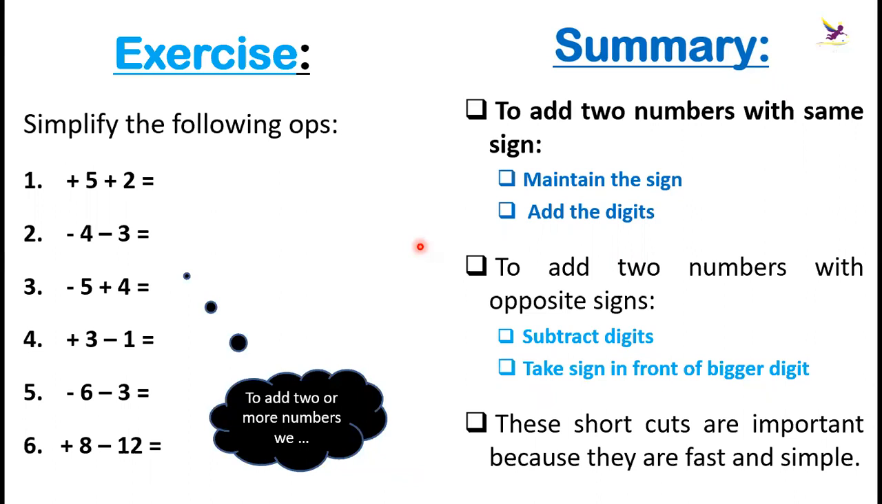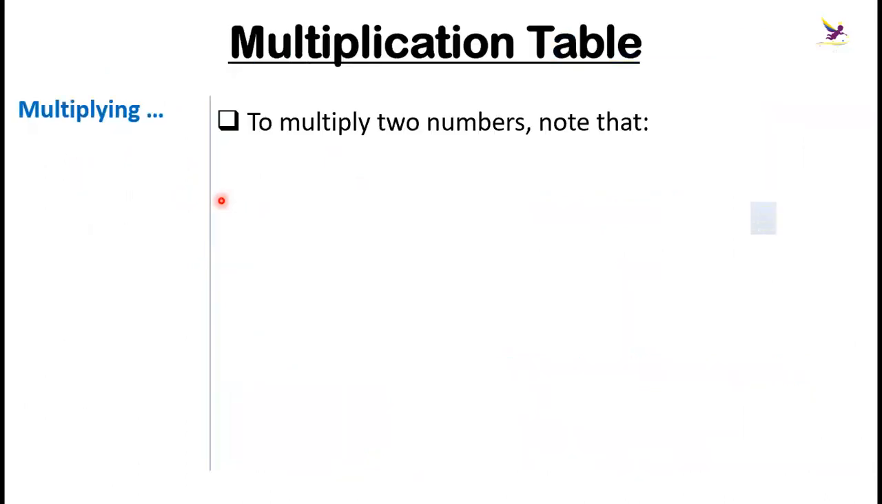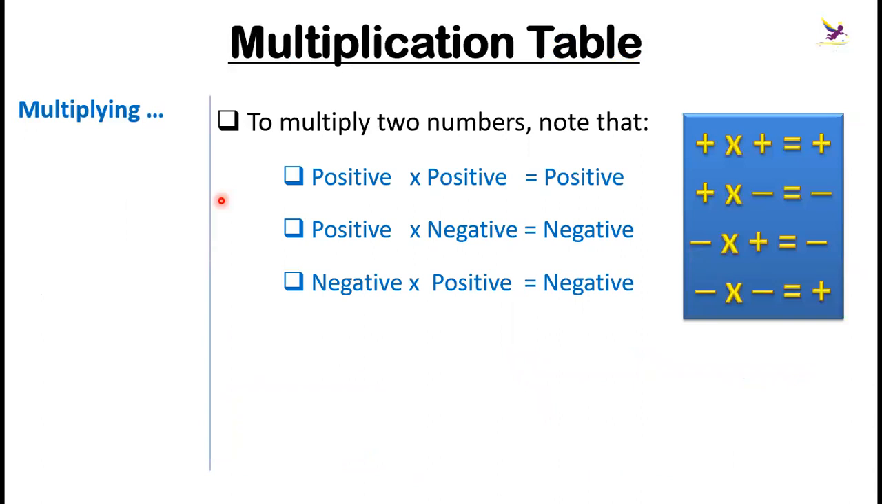So to add 2 or more numbers, what you have to do is you first of all do 2, then you bring in the third number after you have your answer. Let's go back to our lessons with multiplication too.